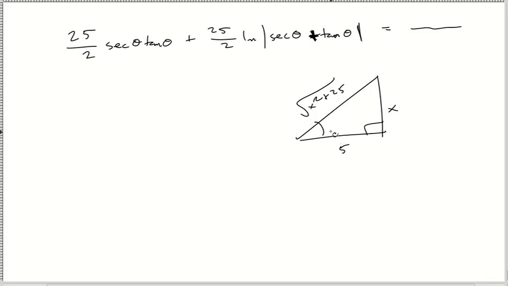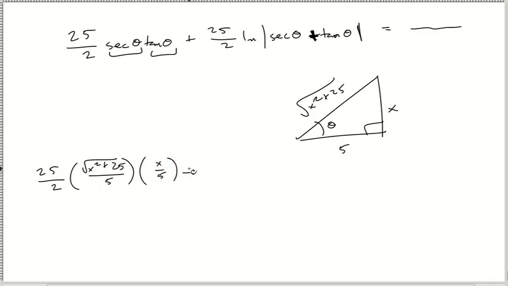Okay, moving on. What is my secant equal to? Secant is going to be square root x squared plus 25 over 5. What is my tangent equal to? It's x over 5. And so on and so forth all the way down. Square root of x squared plus 25 over 5, plus x over 5, ln of my secant, again, is the square root over 5, plus x over 5.